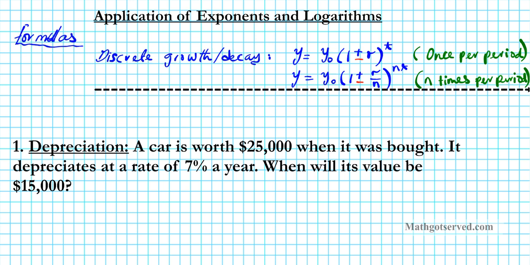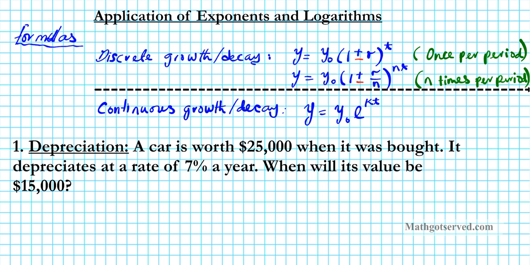Now what if the growth were continuous? What are the formulas for those? So continuous growth or decay can simply be given by y equals y sub 0, the initial amount, times e raised to the kt. In this case, k is a growth constant for your model.